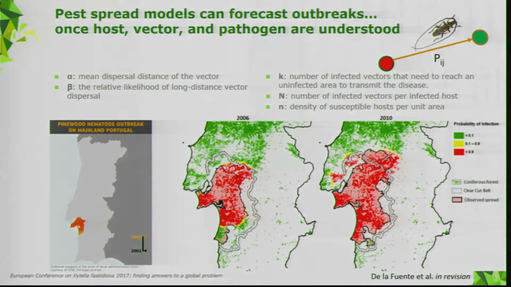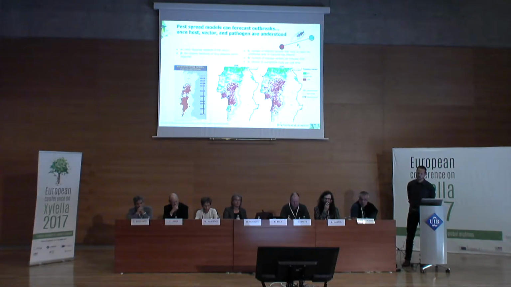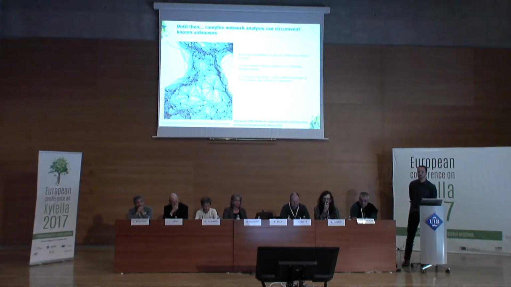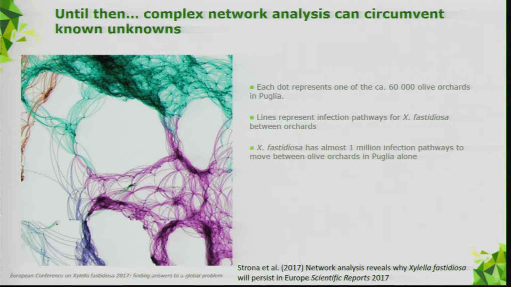But that takes time. It takes time to do the research. It takes time also to have the epidemic progress so far that you can actually tell how well you're doing with that model. So when we started working on Xylella, there was no such data, and it was early days of the epidemic. So we took a different approach. And that's where we resorted to complex network analysis.